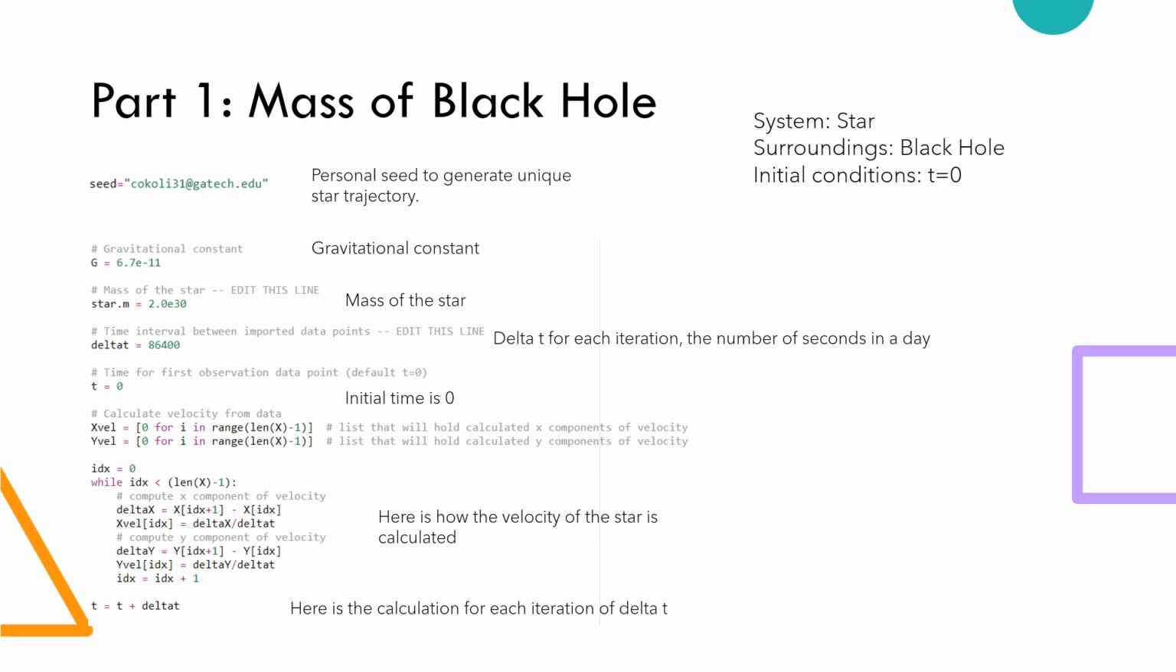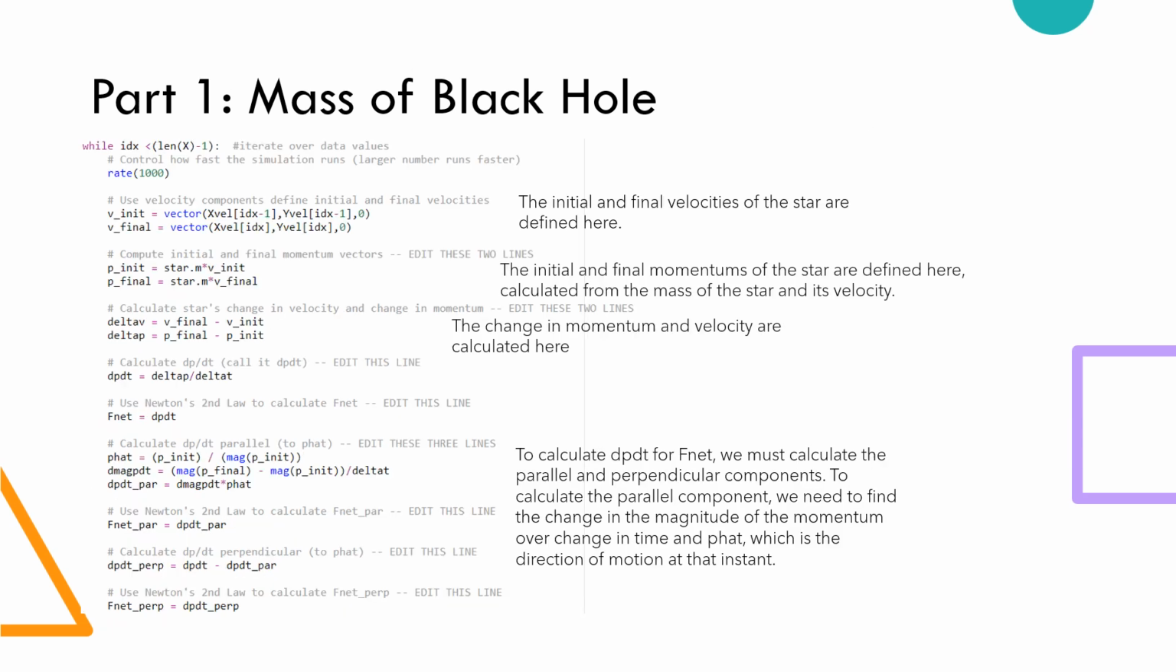Here's how the velocity of the star is calculated. Here's the calculation for each iteration of delta t, where the surroundings is the black hole, the system is the star, and the initial condition is t equals 0. The initial and final velocity of the star are defined here. The initial and final momentum of the star are defined here, calculated from the mass of the star and its velocity. The change in momentum and velocity are calculated here.